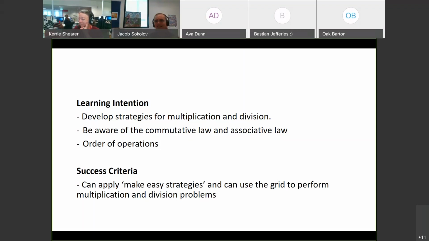The success criteria is we know what the commutative and associative law is, so we can do the Mathletics. It doesn't matter if you forget it, but we do need to cover it. We can develop some multiplication and addition strategies to do that. We can do some computations in our head, and we should be able to do some BODMAS.